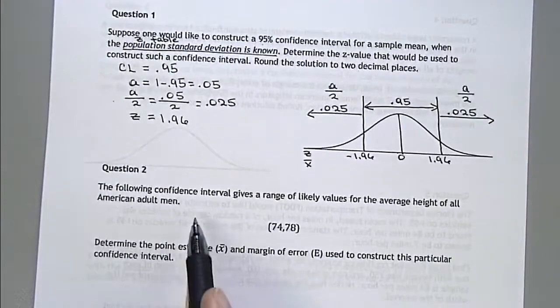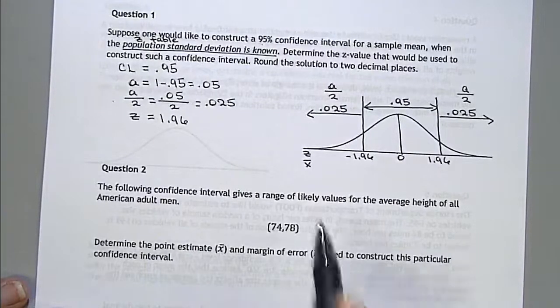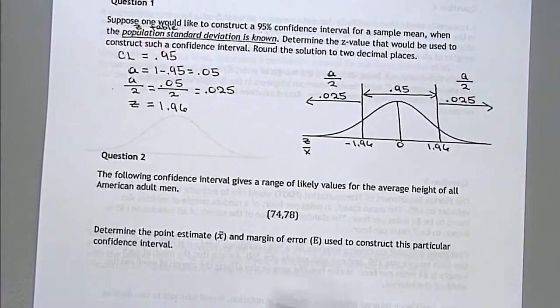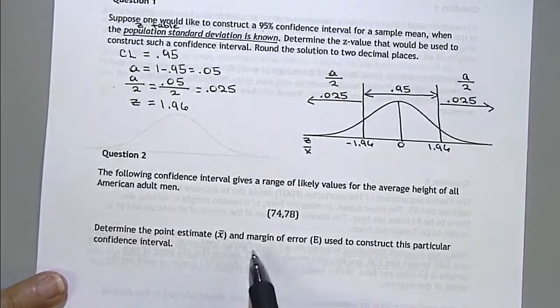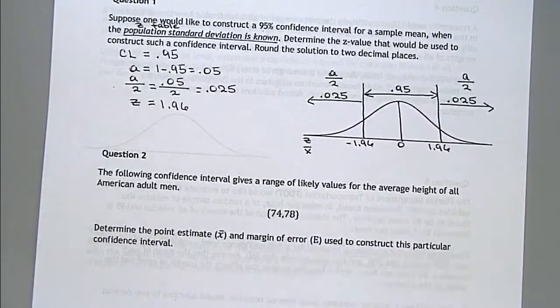This says we have a confidence interval. It has a range of likely values for the average height of all American adult men. Well, this is the range, 74 to 78 inches. That's my range. We want a point estimate. We want a sample mean. That's always the point estimate. Listen to me. What's always the point estimate? The sample mean or the sample proportion, whatever it happens to be that you're working with. And then we want a margin of error to get that confidence interval. In other words, they gave you the solution and they want you to work backwards.